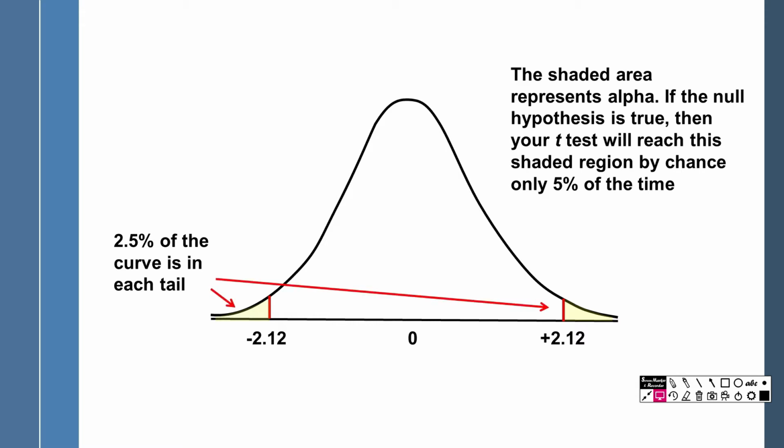Now, if alpha is 0.05 and it gets split in half, that means that 2.5% of the distribution is in each tail of the curve. So 2.5 on the bottom half, 2.5 on the top part.